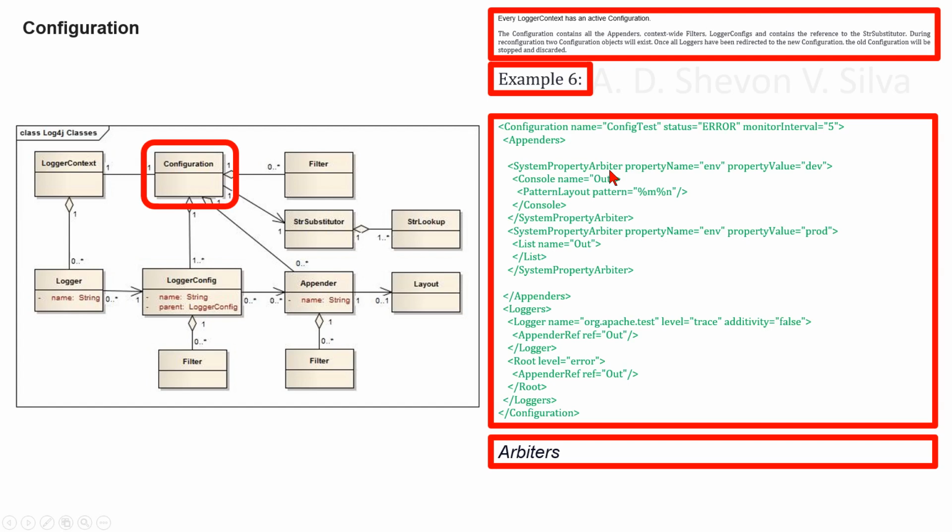This example shows two arbiters configured that will include either a console appender or a list appender, depending on whether the value of the environment system property is dev or prod.